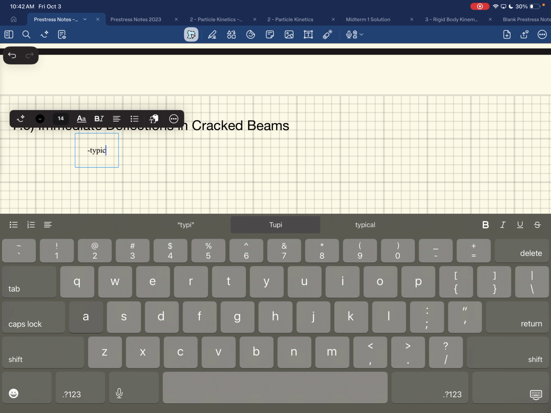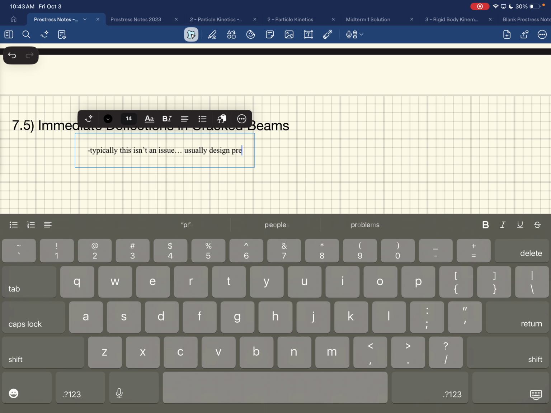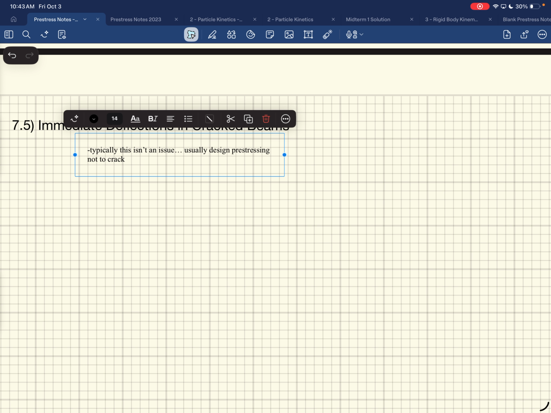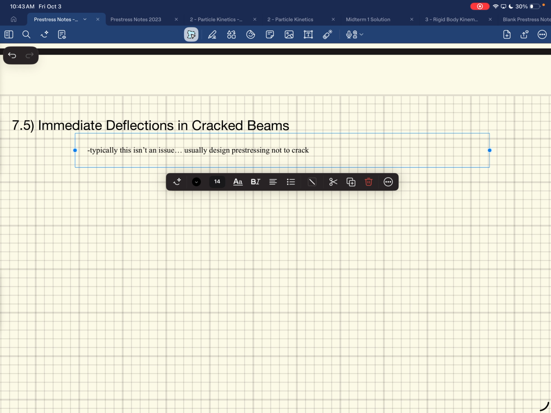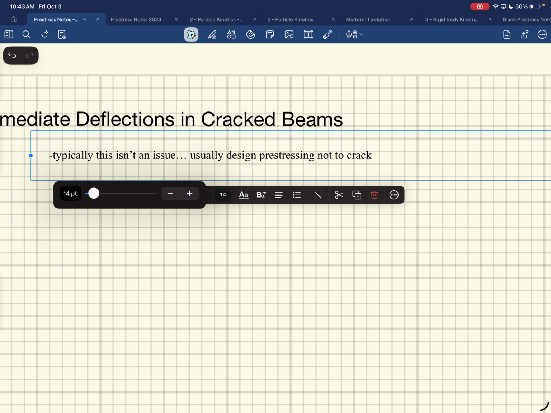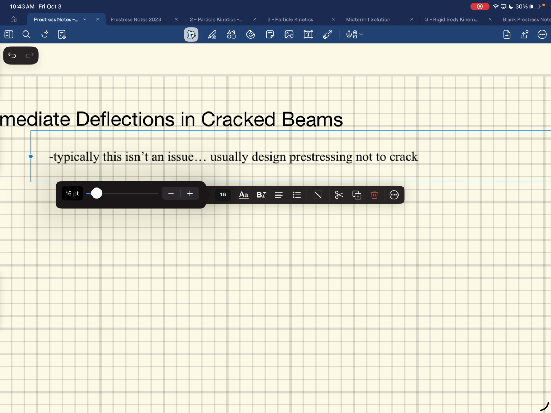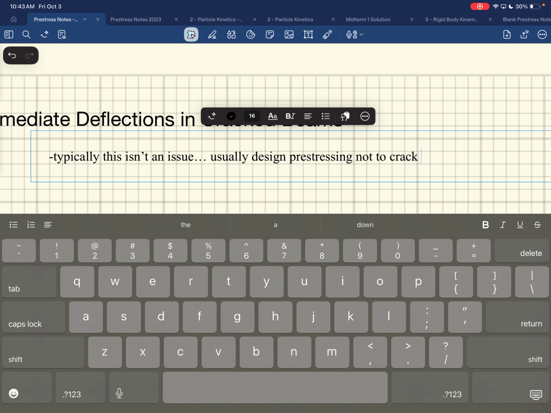Typically, this isn't an issue. Usually we design pre-stressing not to crack. That's the point of it, right? We're spending a little extra time and money to make it so that it doesn't crack. But if for some reason it does crack, I don't know why my text is so small and I can't change it. They couldn't change it earlier. Okay. Typically not an issue. We designed it to not crack.